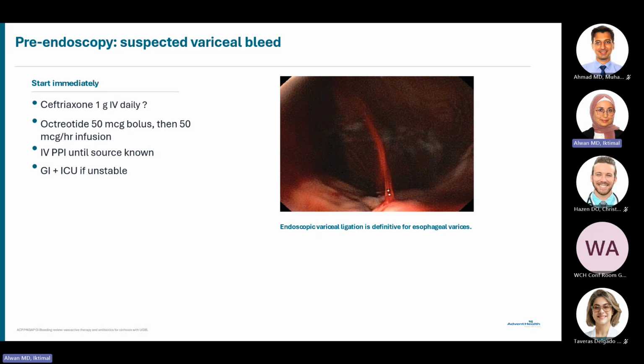But if it's a low risk, we don't even need to do PPI BID. We only do 40 once daily, and we can discharge the patient. High risk, 3 days IV PPI, 40 BID or a drip, and then we transition after 72 hours to oral 40 BID for 2 weeks, and then we can do once daily. So really, if it's high risk, they need to stay in the hospital for the IV dose for 3 days.